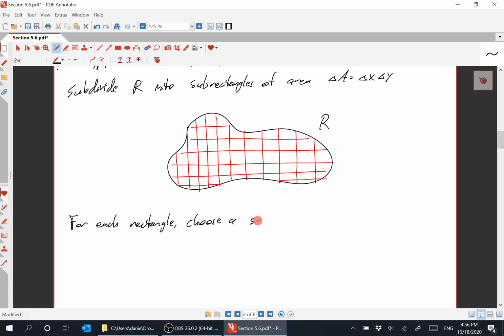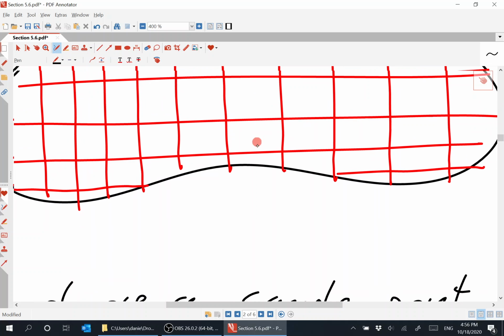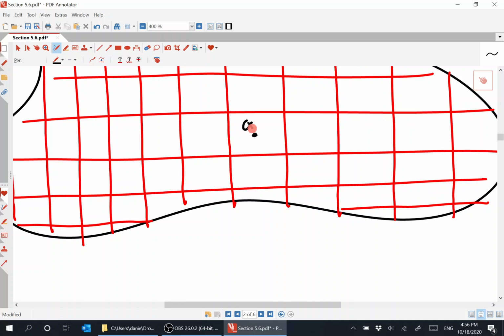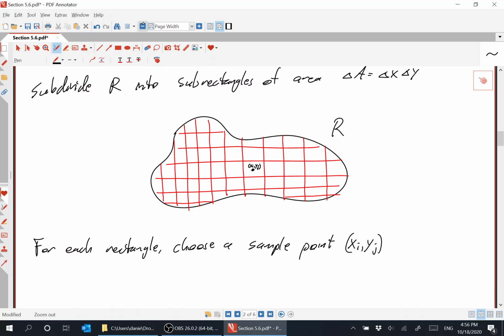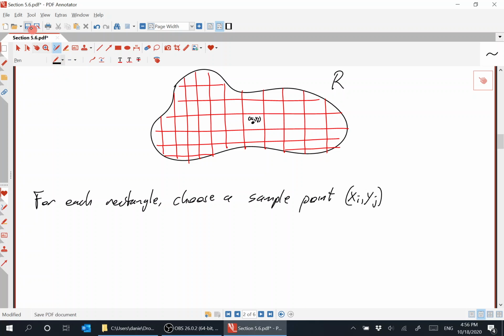Choose a sample point (x_i, y_j). So in this rectangle here, you've got your sampling point, say right at the center, (x_i, y_j). As long as your density function is continuous, which, I mean, it would be. You wouldn't have some funny jump in density at some point, or some density approaching infinity. I mean, under most normal circumstances.